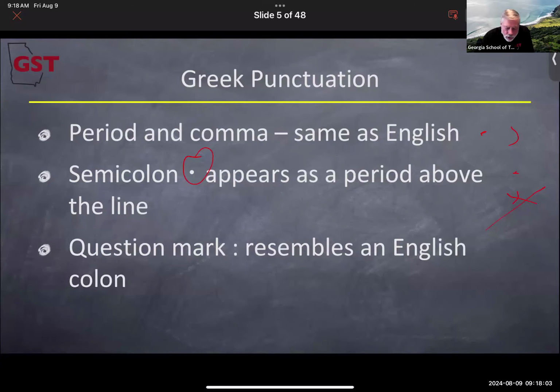The question mark is a semicolon in the Greek. And so in English, we have the question mark. And so when we translate this little semicolon, we would translate it with a question mark, okay? And that's all that is. That makes sense? Yes, sir. All right.